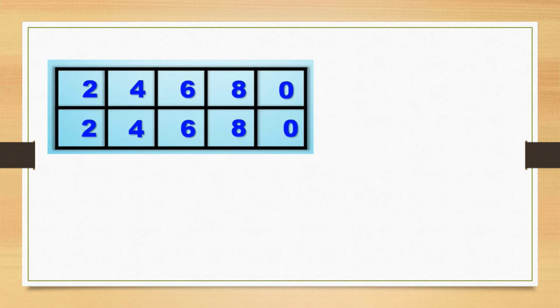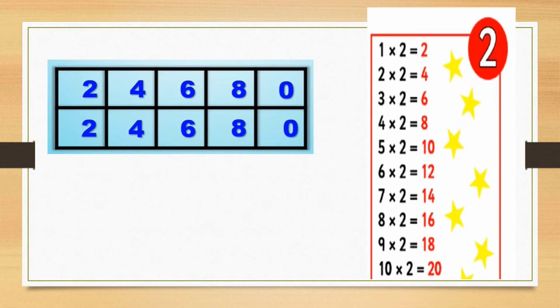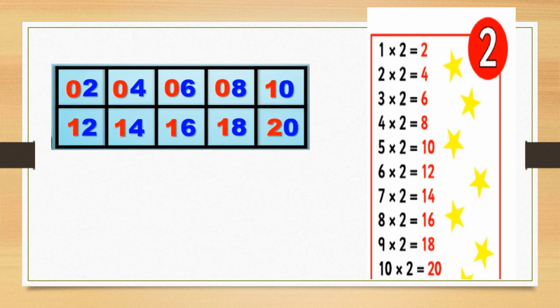Let's see how to write the times table of 2 quickly. First, we make a grid of 5 by 2 and write the even numbers from 2 to 8 and 0 in the last box. Same in both the rows. Then we will write 0 in the first row and 1 in the second row. And here we have the table of 2.